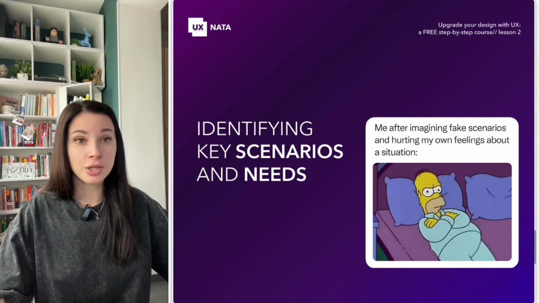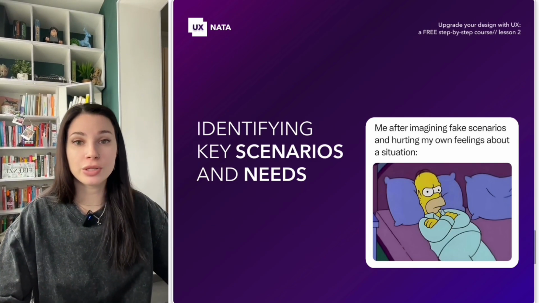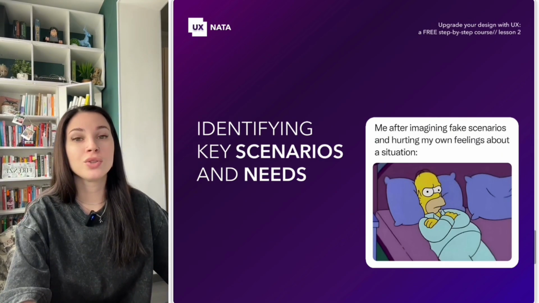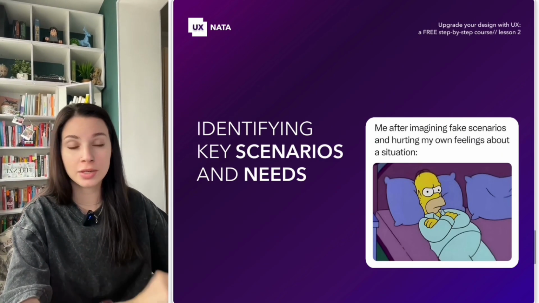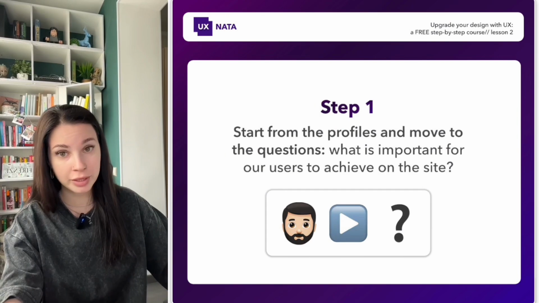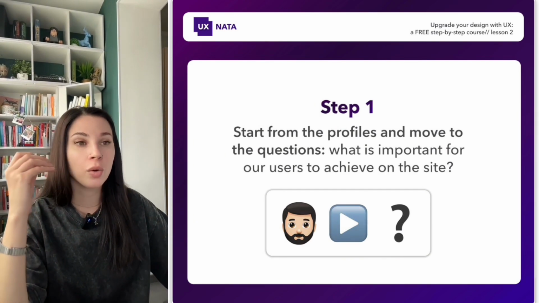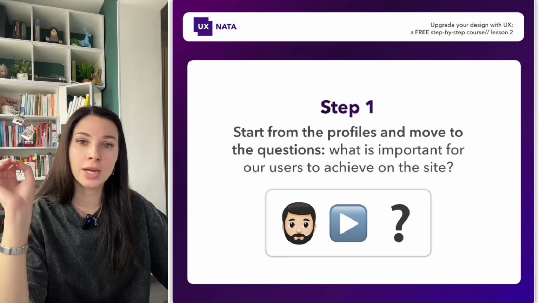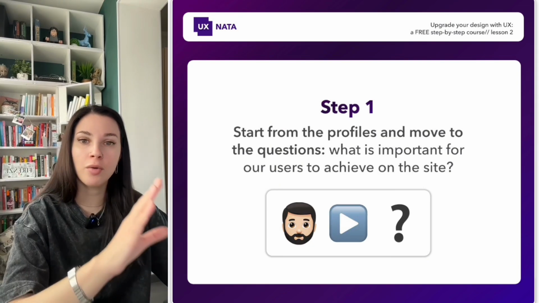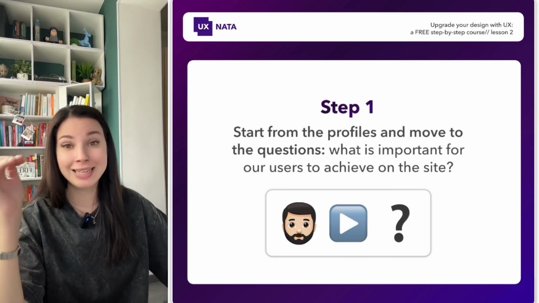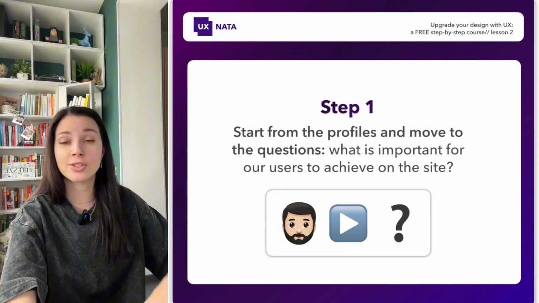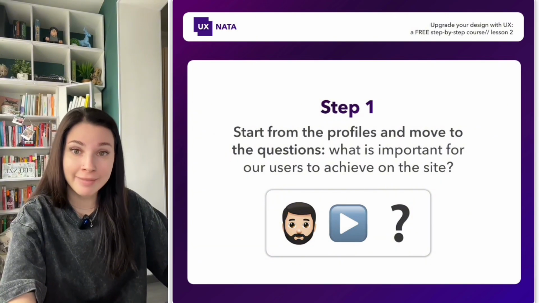We'll create personas. We will identify key scenarios and needs, because it's very useful for testing our websites with these scenarios. How to create scenarios, actually. Step 1. Start from the profiles, your target audience, and move to the questions. What is important for our users to achieve on the site? For example, you have 3, 4, 5 personas. I advise not to have more than 5, 6 personas. And at least 2 personas, because one persona is very interesting and strange at the same time. And ask this question for every persona.